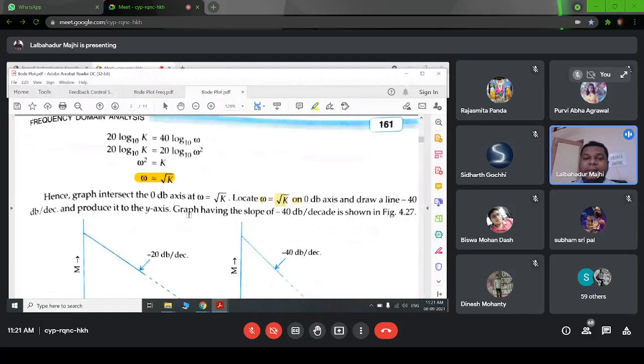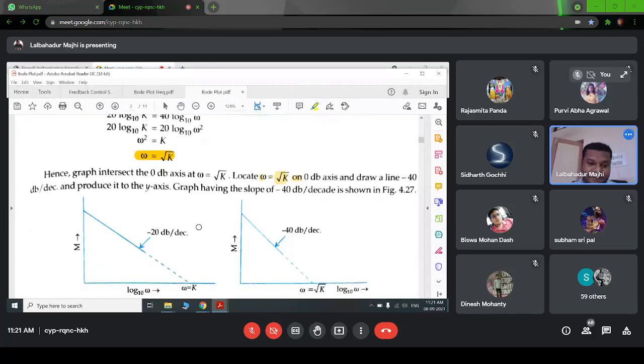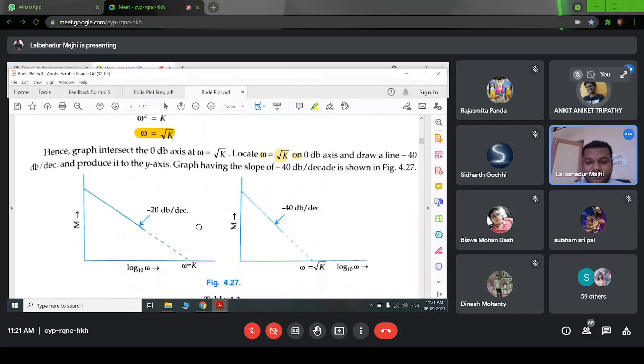So what will be for type 3 system? What will be the initial slope and the intersection point? Cube root of k? Yes, we have to mark omega equal to cube root of k, and draw a slope of, what will be the initial slope? Minus 60 dB per decade.